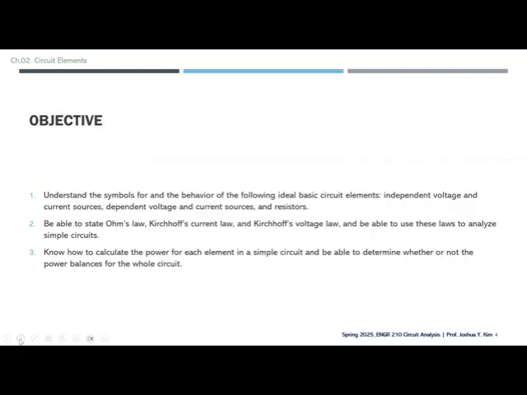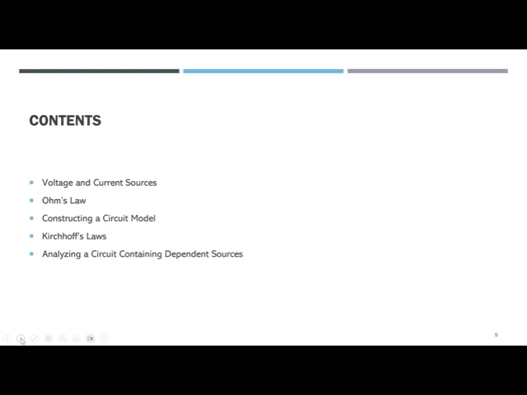From this chapter, we want to learn about the symbols and behavior of the basic circuit elements: independent voltage and current sources, dependent voltage and current sources, and the resistor. From the resistor, we'll extract Ohm's law, Kirchhoff's voltage law and current law, which can be used to analyze a simple circuit. From this circuit, we'll calculate power for each element and determine whether the power balances for the whole circuit. That was section 2.1.